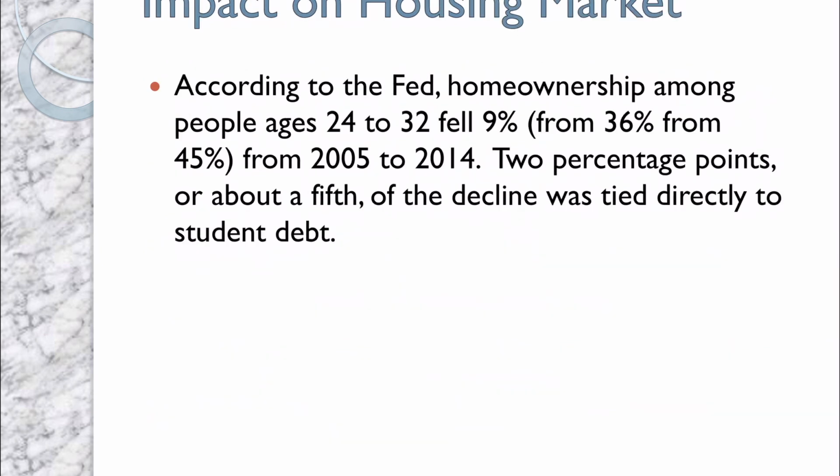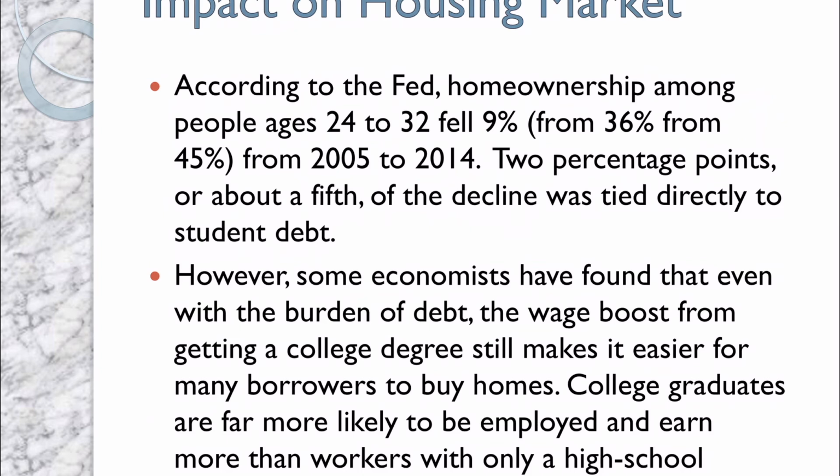So we've talked about the housing market. You have these loans. What type of impact will this student debt bubble possibly have on the housing market? Well, according to the Fed, home ownership among people ages 24 to 32 fell 9% from 2005 to 2014. So 2 percentage points, or about a fifth, of the decline was tied directly to student debt. However, some economists have found that even with the burden of debt, the wage boost from getting a college degree still makes it easier for many borrowers to buy homes.